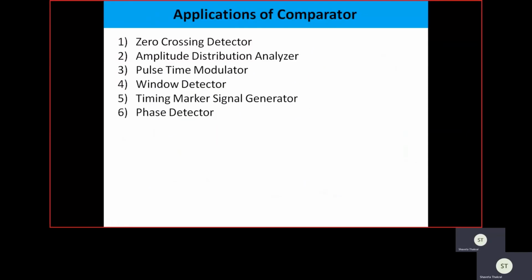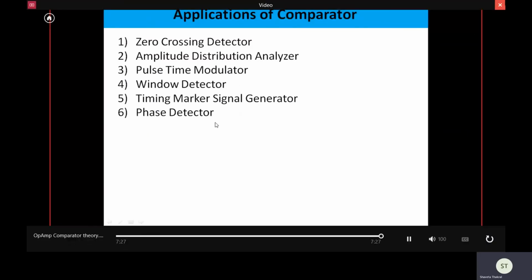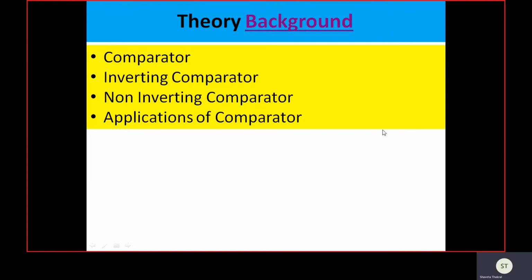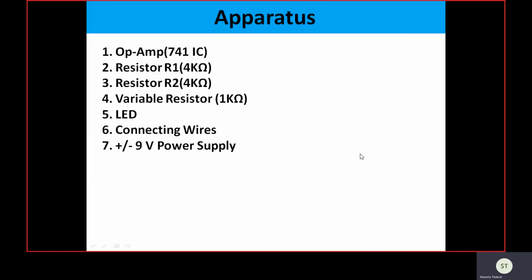As applications of the comparator, we can use it for the zero crossing detector, amplitude distribution analyzer, pulse time modulator, window detector, timing marker signal generator, and the phase detector. So this is all about the theory of the comparator.